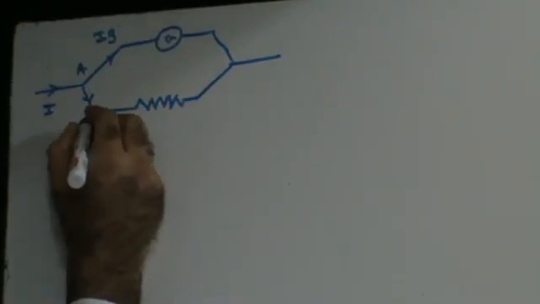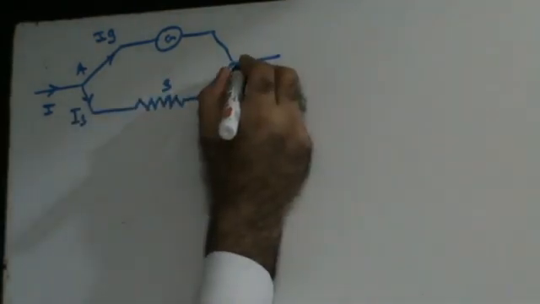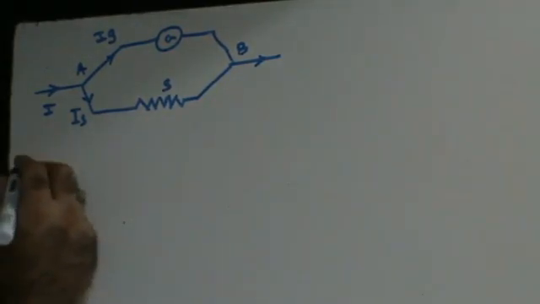You have current I entering point A, which will divide into Ig and Is. This is your shunt resistance. They will join back at point B and move out. Right? So let us consider.